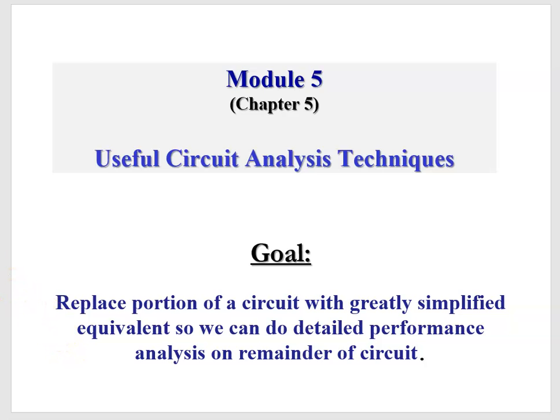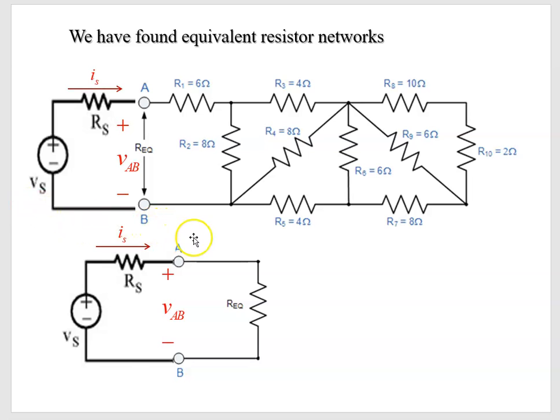So we won't look at an entire circuit at one time. For example, we've already looked at equivalent resistor networks. If we had this resistor network here on the right of our AB nodes, we could do resistor combinations because we have resistors in series and parallel. And we could find an equivalent resistance to represent this entire resistor network. And then we could look at just the current that would be required to be sourced by this voltage source in order to drive this resistor network.